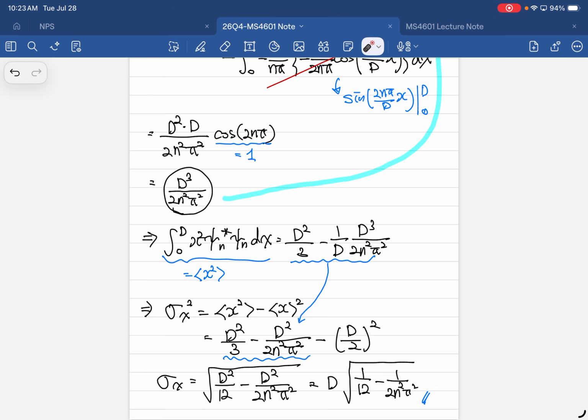N is 1, right? So when n is getting larger and larger, what does it mean? This one becomes smaller and smaller, right? That's why we have a larger standard deviation. In the sense, it doesn't actually match with our observation, right? It does. And this is essentially how we can understand this wave function, or more precisely, the probability density function.